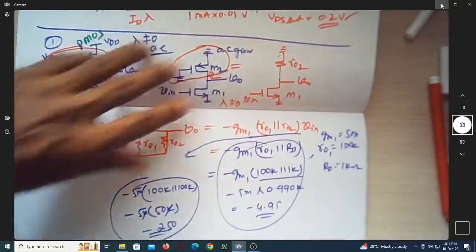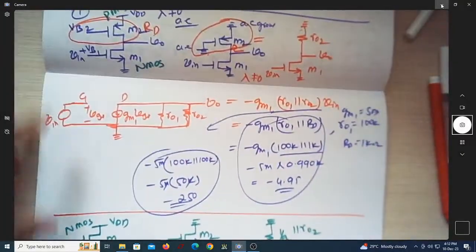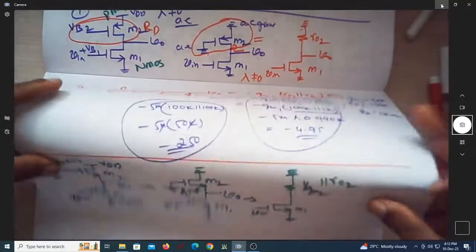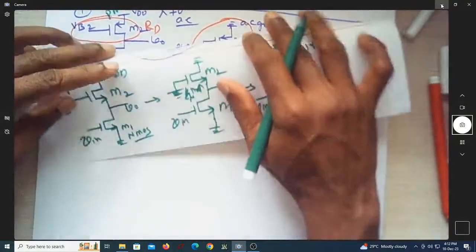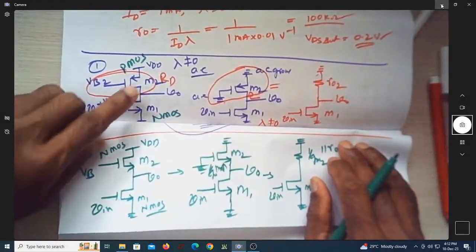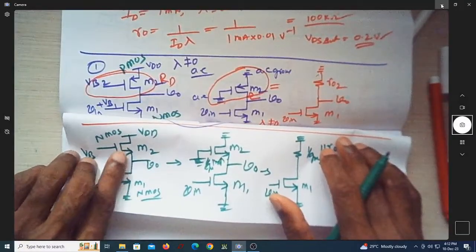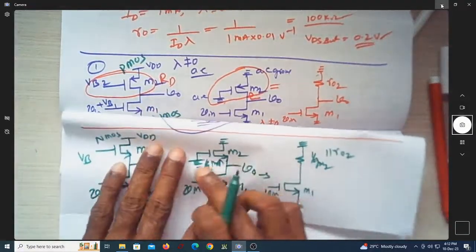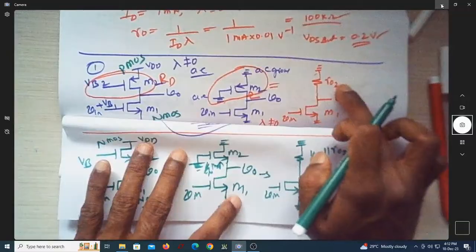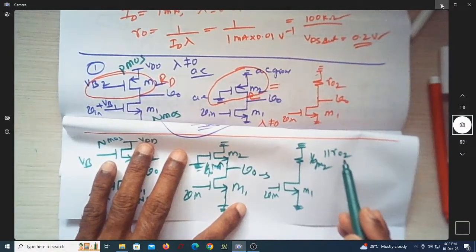So the only difference between this circuit and this circuit is that we have simply replaced the load. What is the difference between these two? Here you had a PMOS transistor looking into the drain. Here you have an NMOS transistor looking into the source. Now everything is the same, but here the resistance is R02, and here the resistance is 1 over gm2 parallel R02.